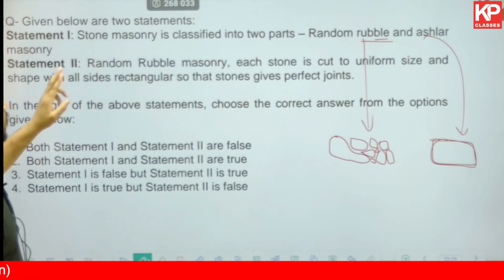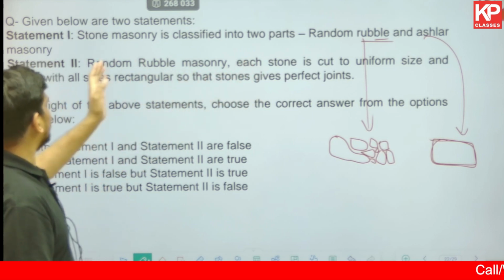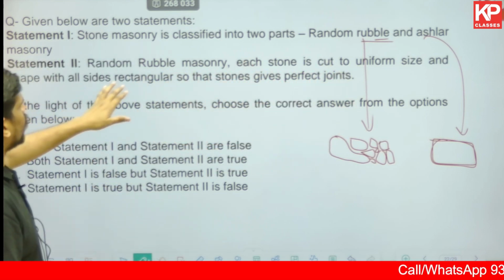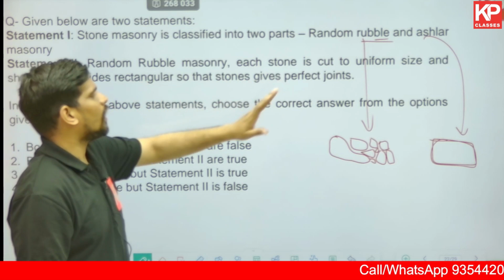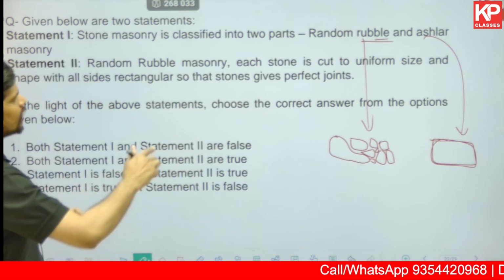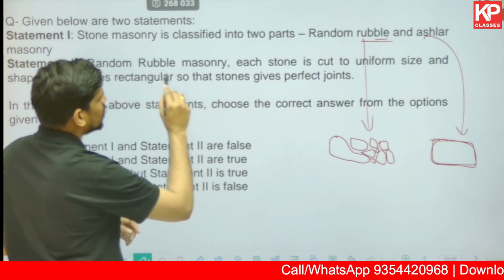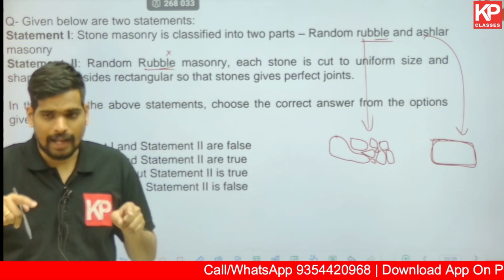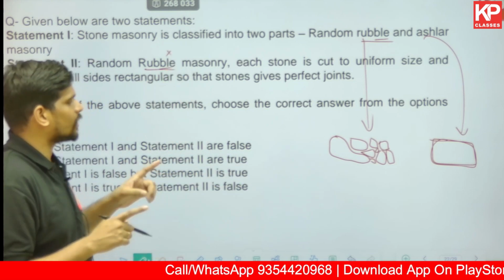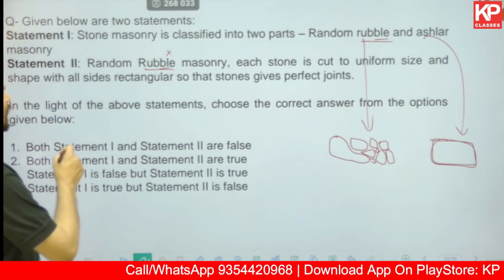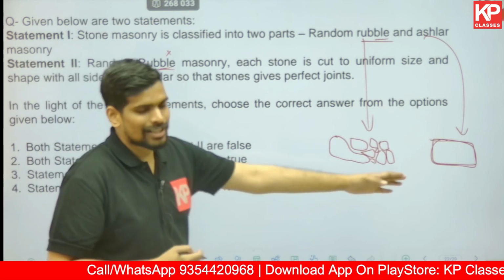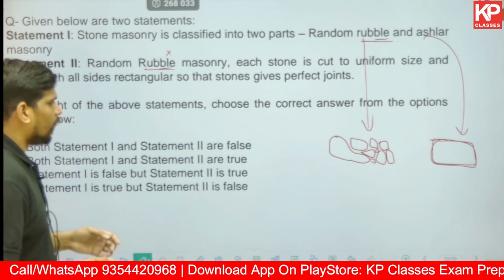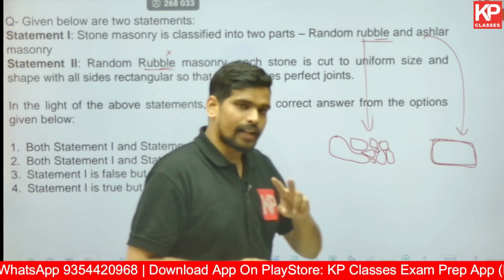Second statement, if you see, random rubble masonry, in random rubble masonry each stone is cut into uniform size and shape with all sides rectangular so that the stones get perfect joints. This is an explanation for ashlar masonry but not rubble masonry. Rubble masonry, like I said, doesn't have rectangular edges, doesn't have sharp finished edges. So that second statement is incorrect, because what they are talking about is ashlar masonry, which uses those perfect shaped rectangular edges. So the first statement is correct and the second statement is false.